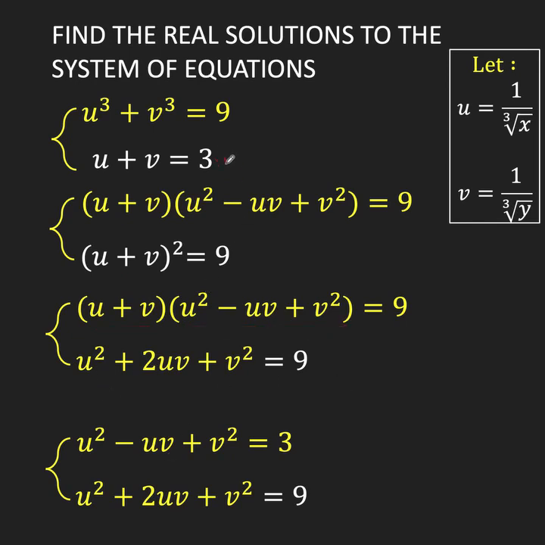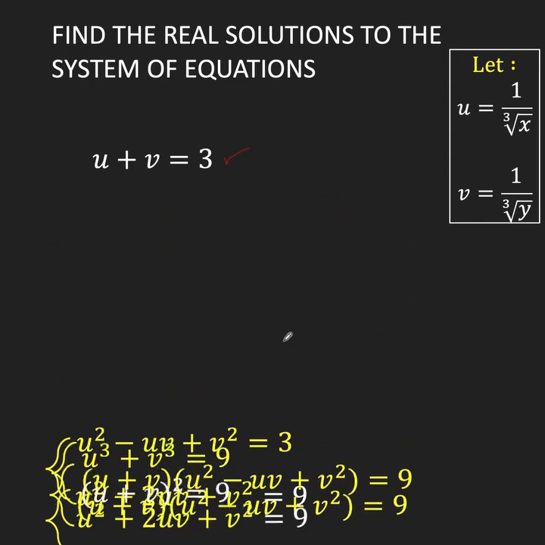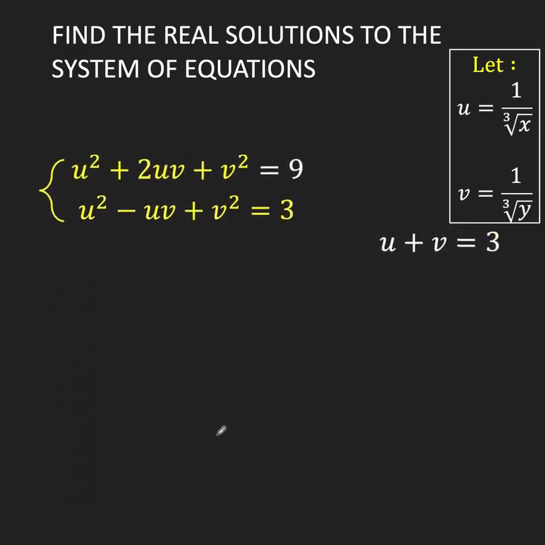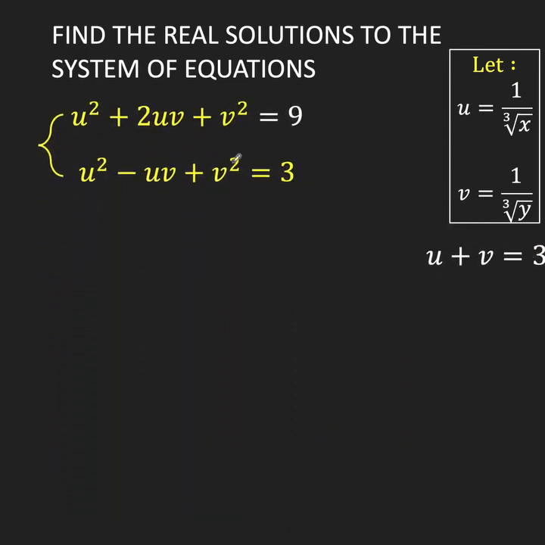Then, let's recall this part, and let's erase everything except the last two equations, because we are going to solve this simultaneously. Let's subtract these two equations. So u squared minus u squared is 0, 2uv minus negative uv is positive 3uv, and 9 minus 3 equals 6, v squared minus v squared is 0. Then dividing both sides by 3, we get uv equals 2. This is what we need. The product of u and v is 2, and the sum of u plus v is 3.